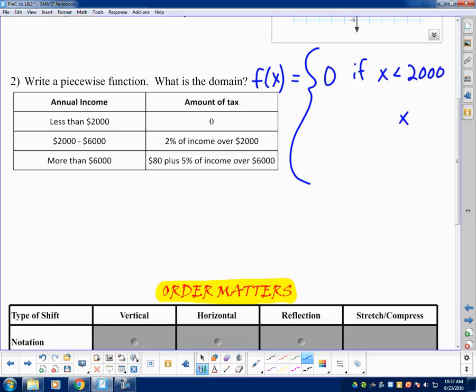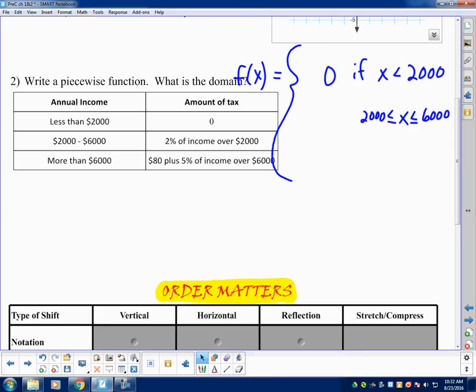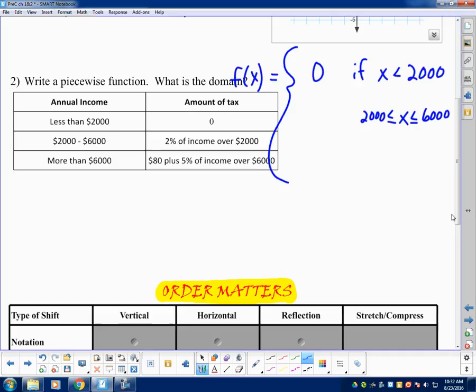So that is inclusive. We've got that statement, x is between 2,000 and 6,000 inclusive, and then we need to write a bit of an equation here. It says 2% of the income over $2,000.